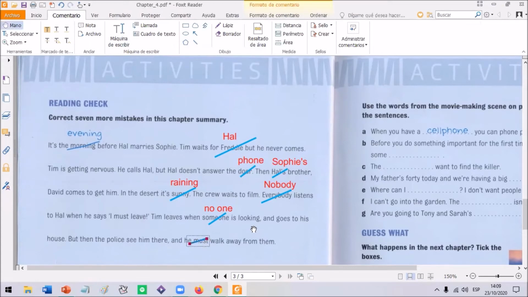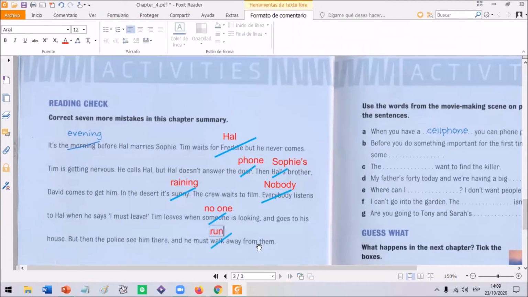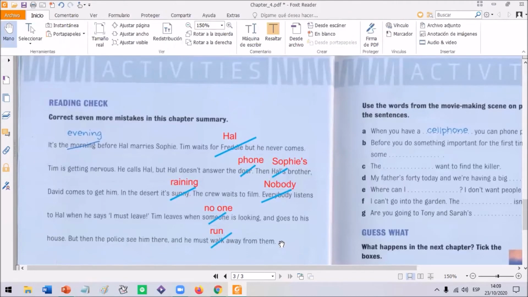Yes. Oops, sorry, no, esa no. Okay, walk is wrong. He must walk away. No, he must run away. Okay? Cuando lo encuentra la policía, no es que se va caminando como un pancho. Se escapa, se va corriendo. He must run away from them. Okay? Run away means to escape. All right? Ahora que lo tenemos corregido, lo voy a leer una vez más.